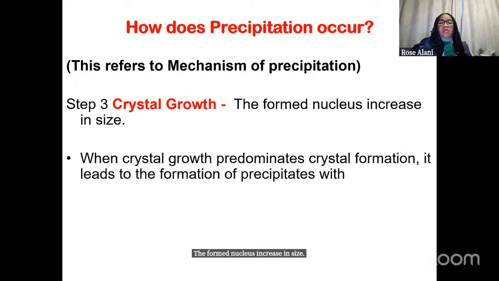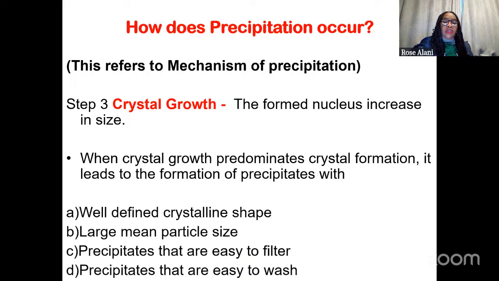When crystal growth predominates crystal formation, this leads to formation of precipitates with the following properties: a well-defined crystalline shape, large mean particle size, precipitates that are easy to filter, and precipitates that are easy to wash.